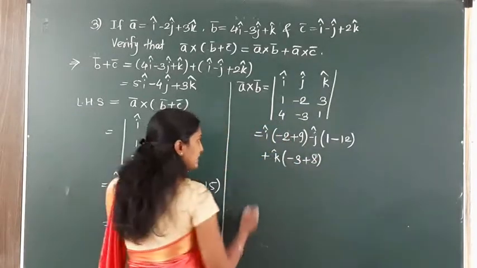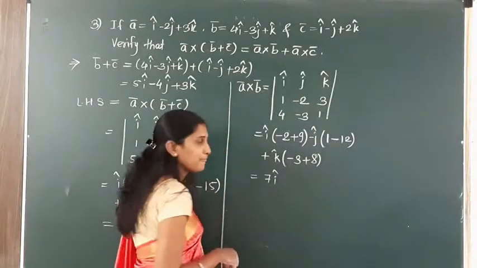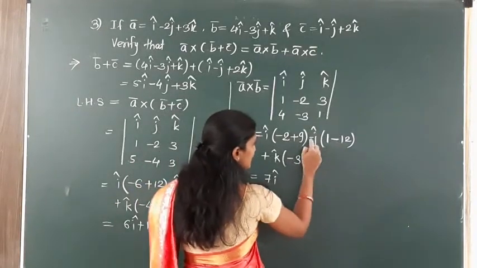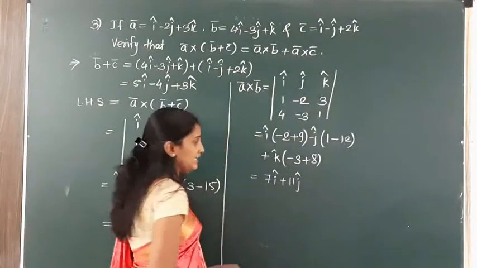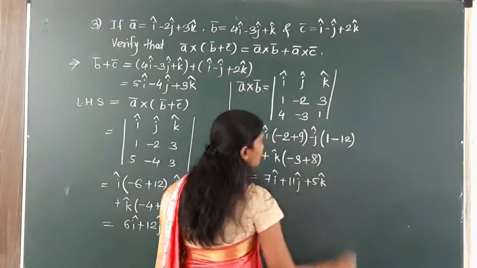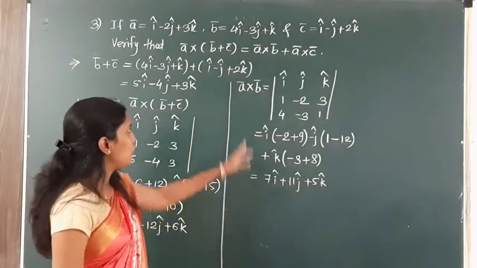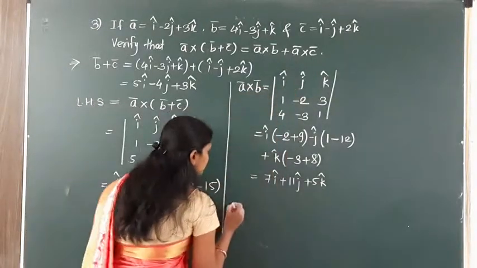So we will get here 7i cap, here minus 11 and minus gets plus, that is plus 11j cap, and here 5, plus 5k cap. This is the value of a bar cross b bar. Now what is the value of a bar cross c bar?